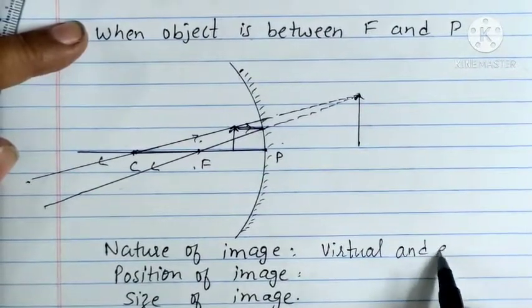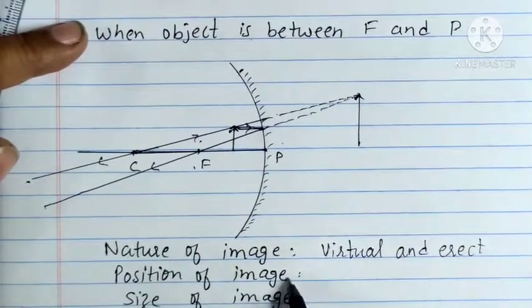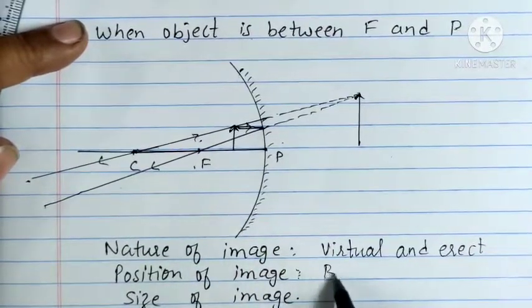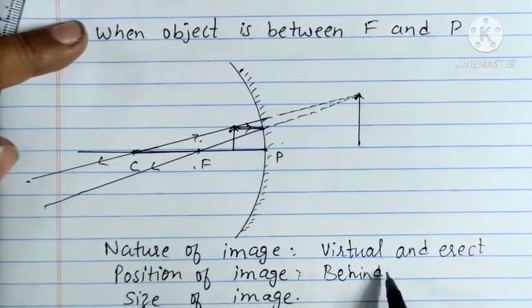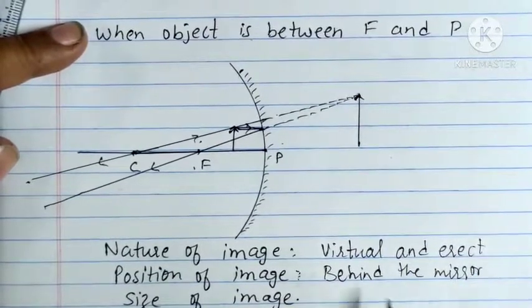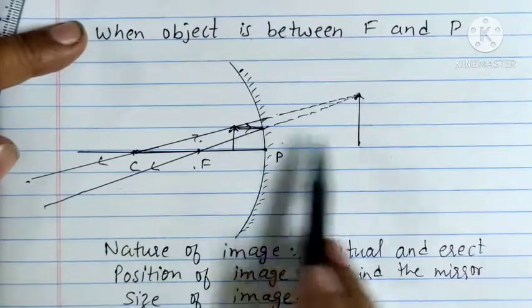So the nature of the image here will be virtual and erect, and the position of the image, as you can see, is behind the mirror, behind the concave mirror, and the size of the image, as you can see clearly, is magnified.